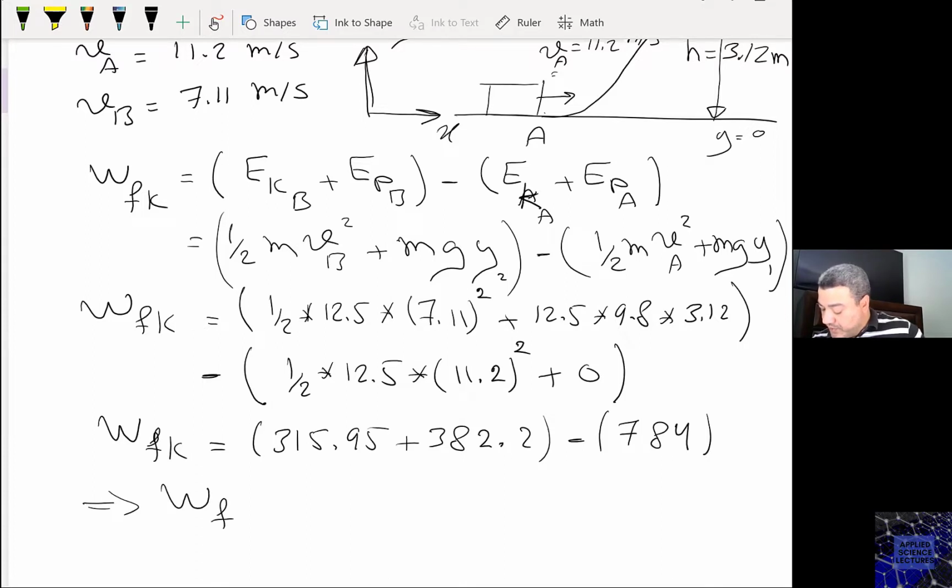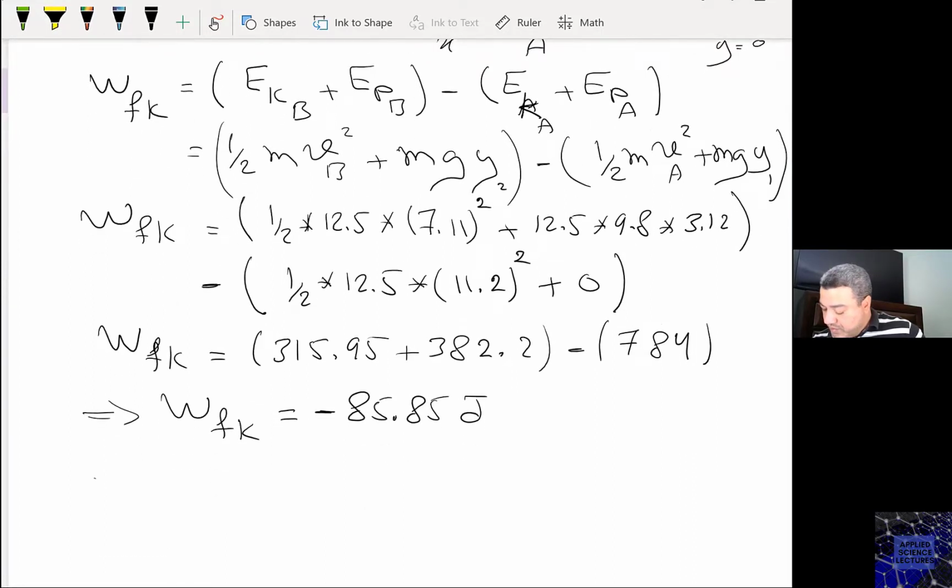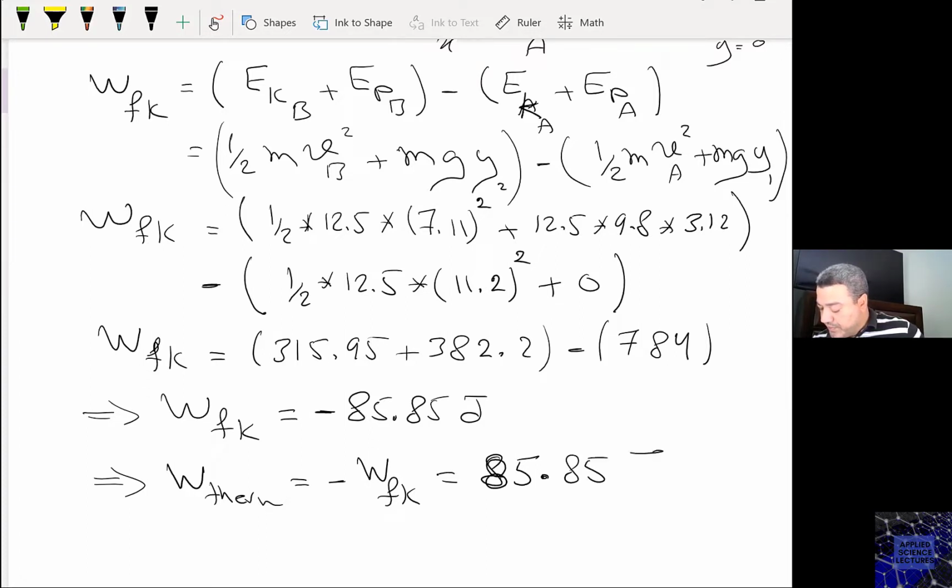Then equals minus 85. So we have W thermal equals to minus the work of friction, which equals 85.